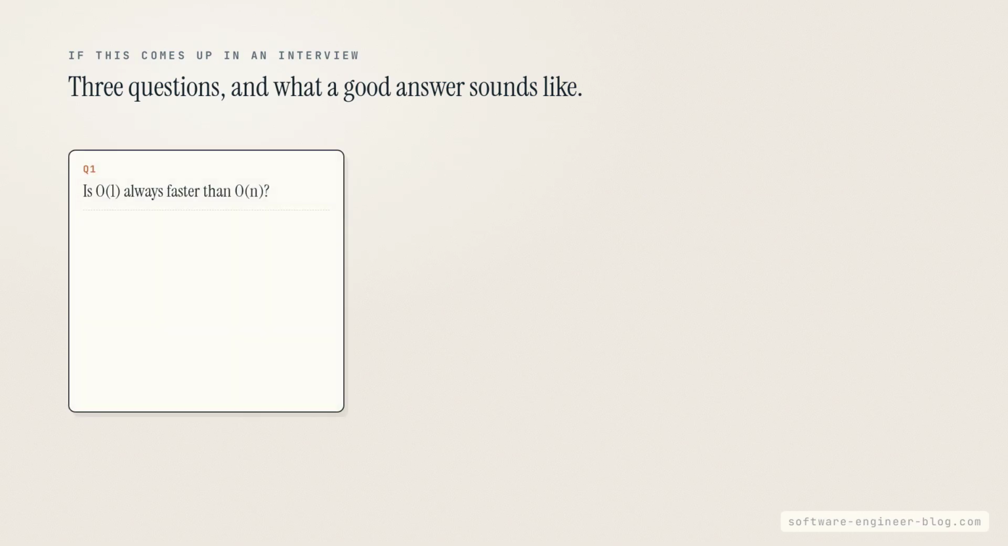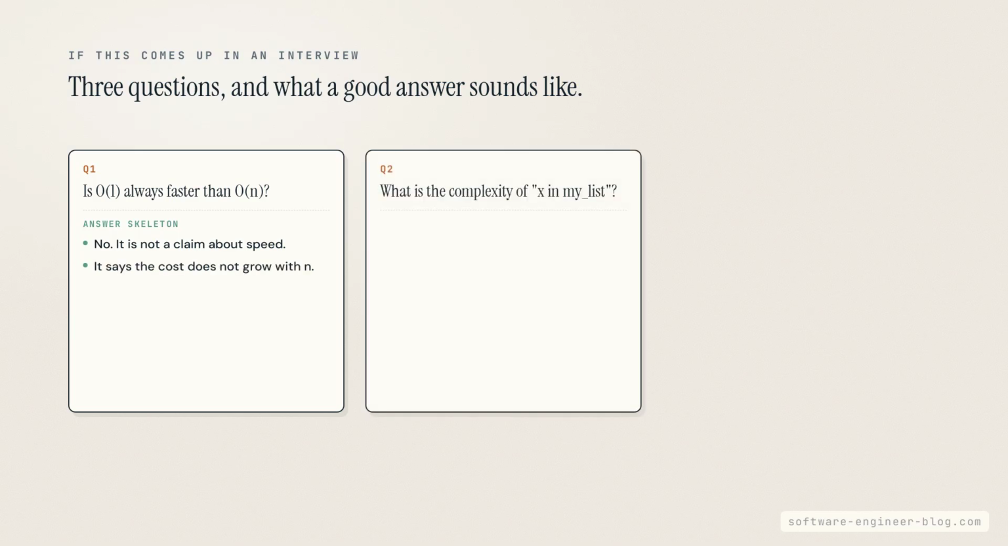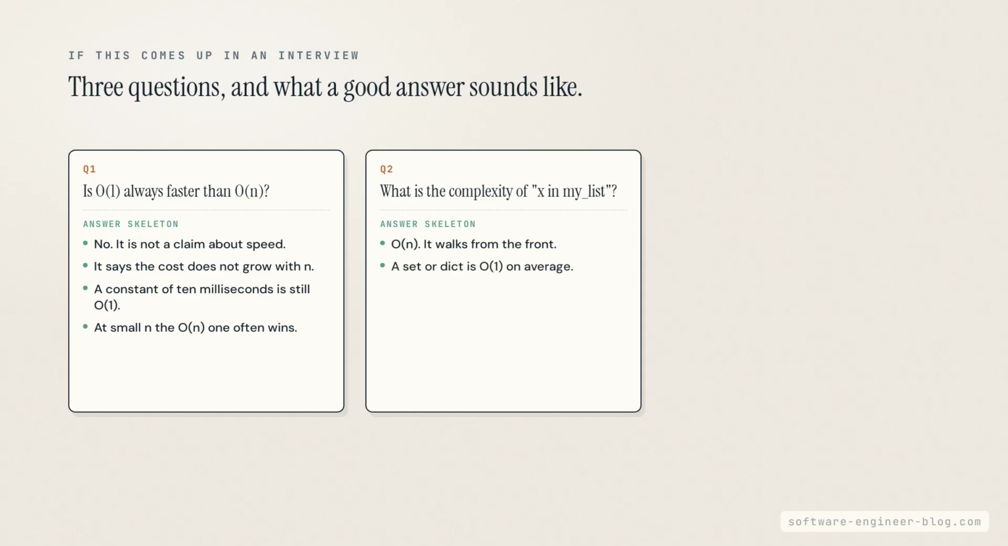If this comes up in an interview, here are 3 questions and what a good answer sounds like. Is order 1 always faster than order n? No. It is not a claim about speed at all. It says the cost does not grow when n grows. A function that always takes 10 milliseconds is order 1, and at small n, the order n version very often wins.